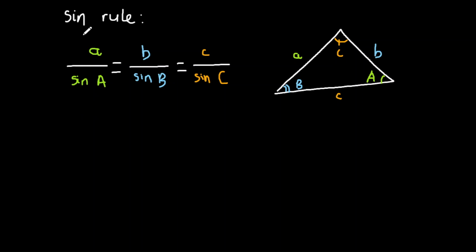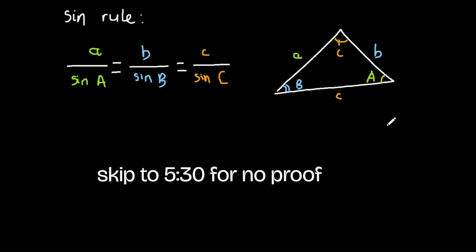Now let's look at the sine rule a bit more closely. It states that the ratio between the length of a side and the sine of the angle opposite to that side is the same for every side in a triangle. In other words, a over sine A is equal to b over sine B and is equal to c over sine C. I am going to prove this rule, and even though you do not need to know this proof for the IB math exams, I think it helps your understanding.